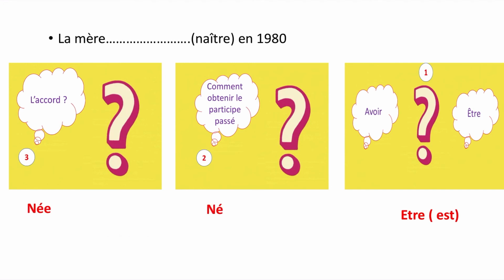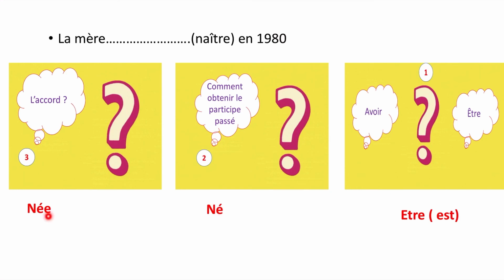Our last example is la mère naître en 1980. Naître means born. So I want this verb in passé composé. It will take être, so I conjugate it as est. And don't forget to get the participe passé of naître. Naître is an irregular verb, so that's why it becomes né. Check the tables to be sure.